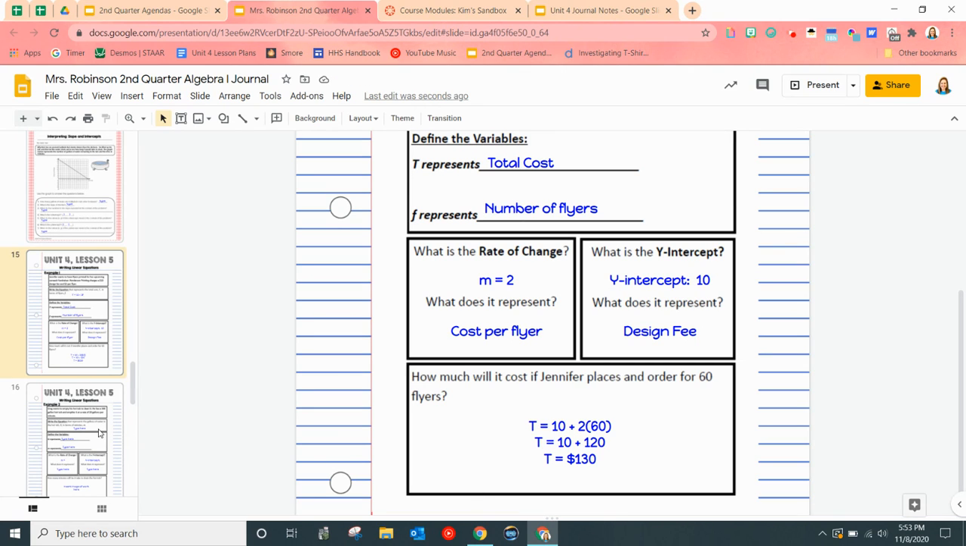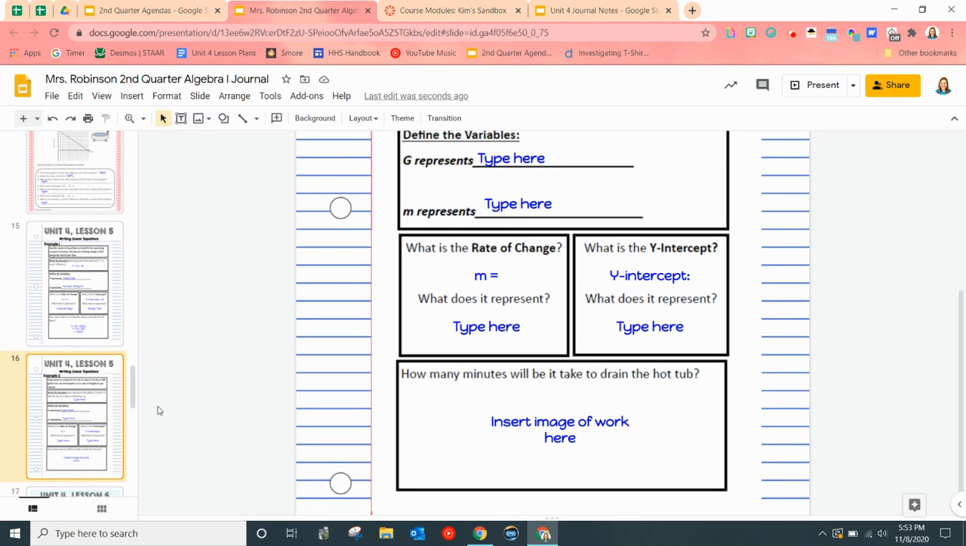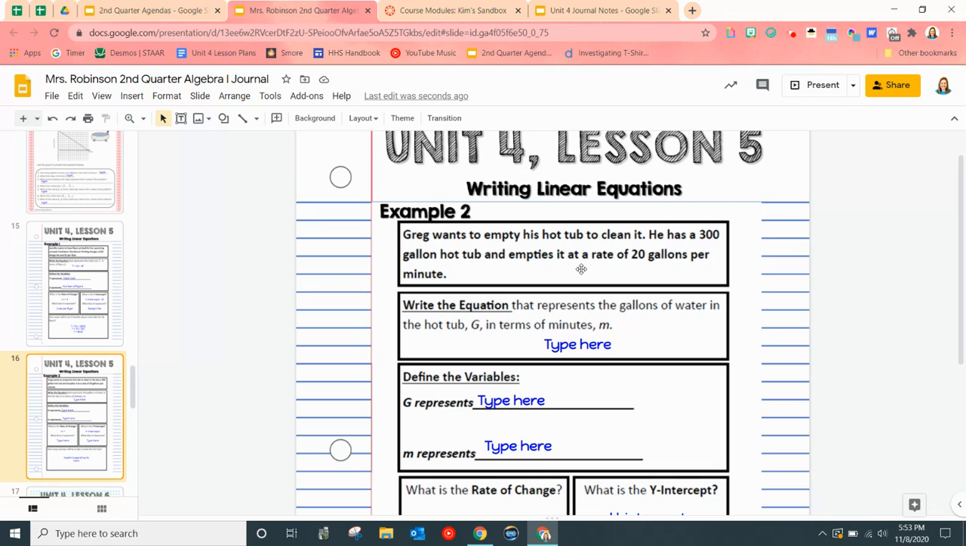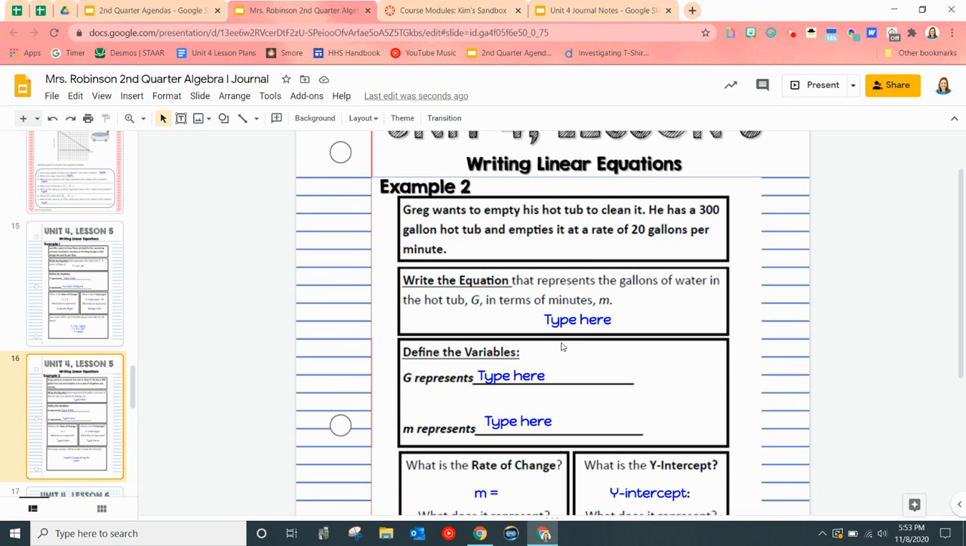We've done problems very, very similar to this in Unit 1, and I believe we did them again in Unit 2 as well. Greg wants to empty his hot tub. He's going to clean it. He has a 300-gallon hot tub and empties it at a rate of 20 gallons per minute. So notice what I'm seeing here. I'm seeing this word per, and look, they also said the word rate. So that's a hint to me. That's talking about my slope there.